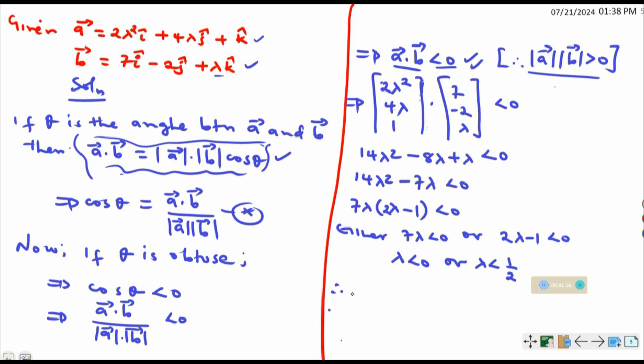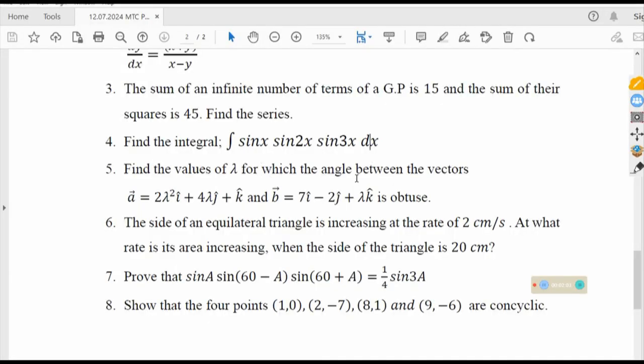Therefore, we shall say that the values of lambda for which this will be satisfied should be between 0 and a half. Therefore, the required values of lambda should be 0 less than lambda less than a half. So these would be the values of lambda for which the angle between the vectors A and B will be obtuse.